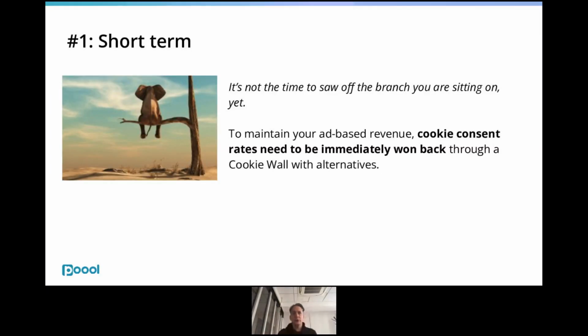Priority is short-term. Of course, you're making money with advertising and you should defend that position. That's really important. You need to play defense there. You need to maintain your ad-based revenue, and you need to get cookie consent rates to the next level. And I will show you how you can do that.